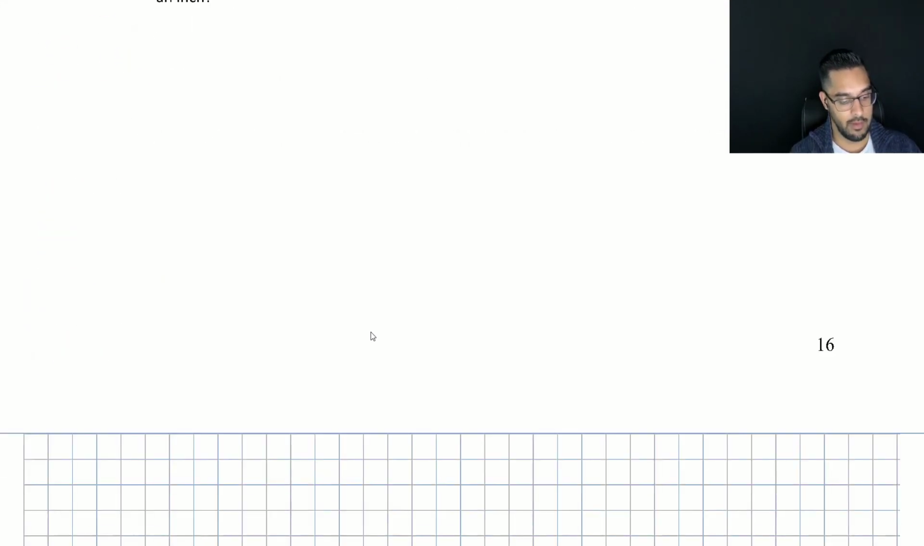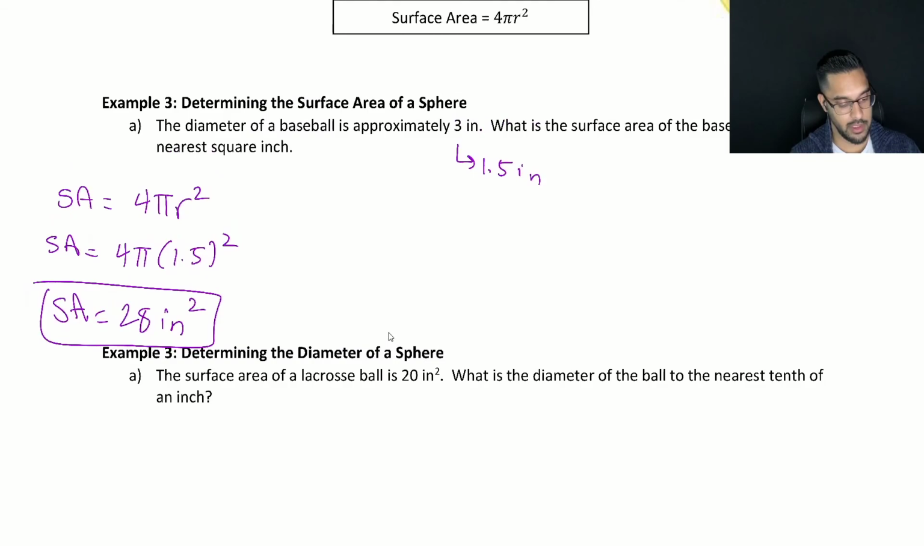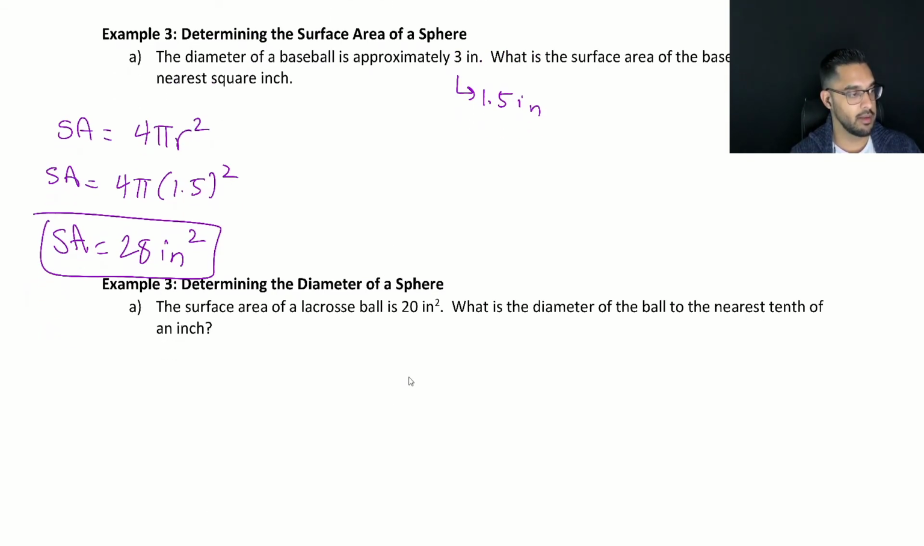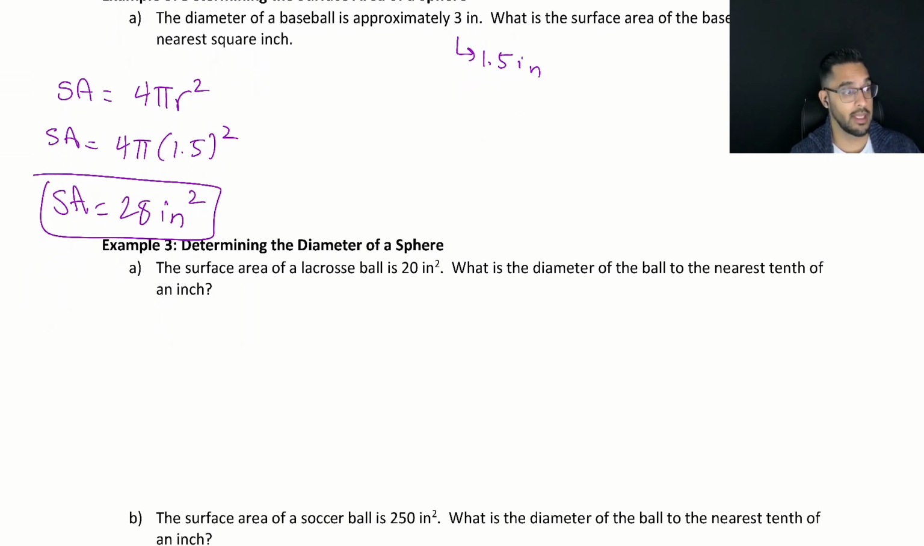Underneath, very, very similar type question. So we'll only do A here because there's B underneath, which is basically the same. So if you see how A works, you can try out B, and hopefully that one works out for you as well. So the surface area of this ball is 20 inches squared. So the diameter then is going to be, well, something to the nearest 10th, but just be careful that it's asking for diameter, not radius.